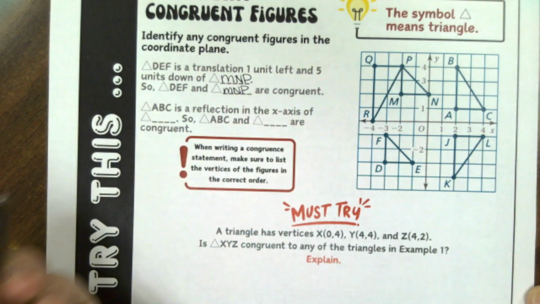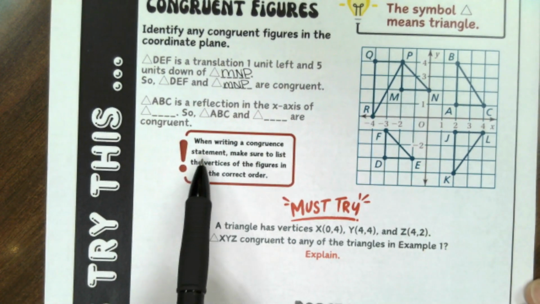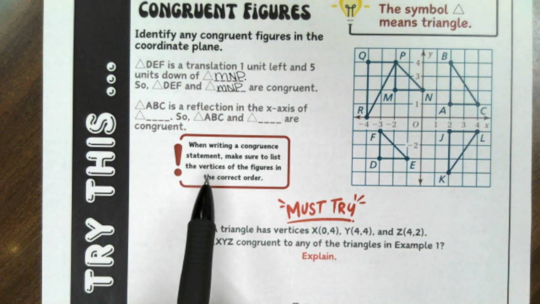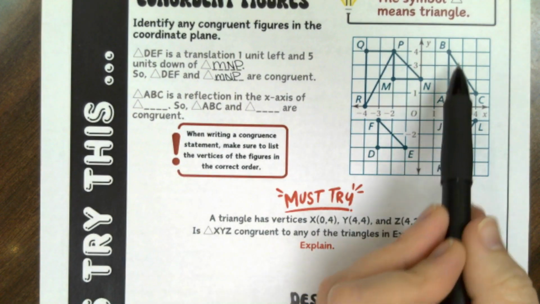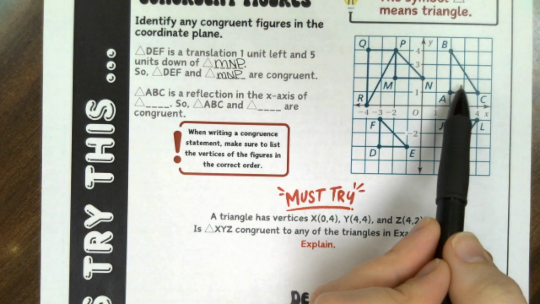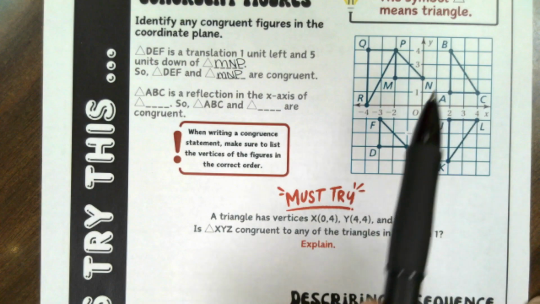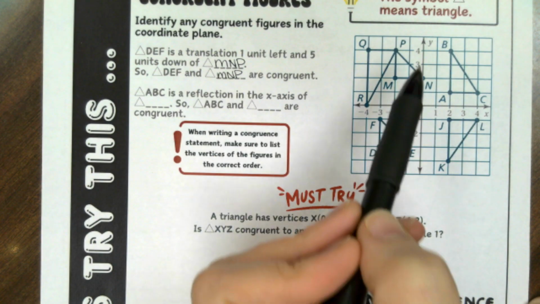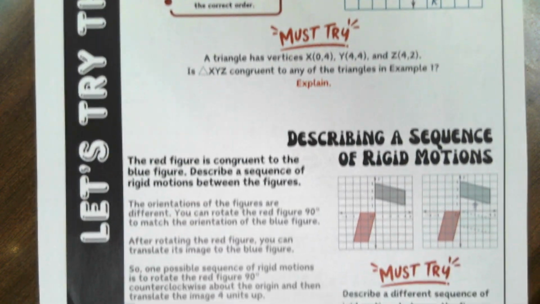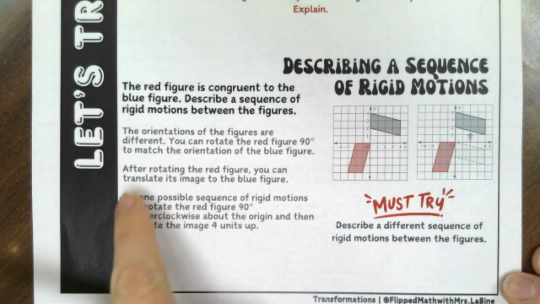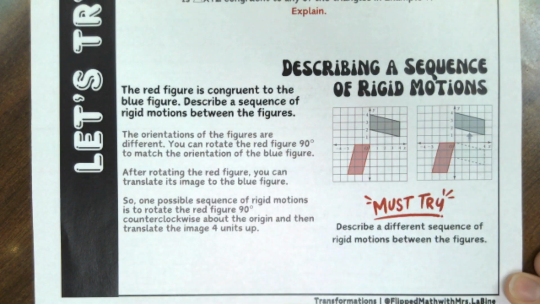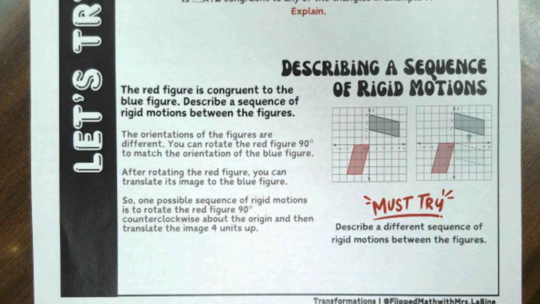So you're going to look at this one, and make sure when you're writing a congruent statement, make sure that you list the vertices of the figures in the correct order. So like A, B, C, I wouldn't write it as C, A, B. I would write it in alphabetical order. A, B, C, and then D, E, F, M, N, P. So make sure you're writing them in order. Then you're going to do a must try here. You're going to read through this one. Nothing for you to fill in. Read through this to understand how to describe a sequence of rigid motions, and then there's a must try section right there.